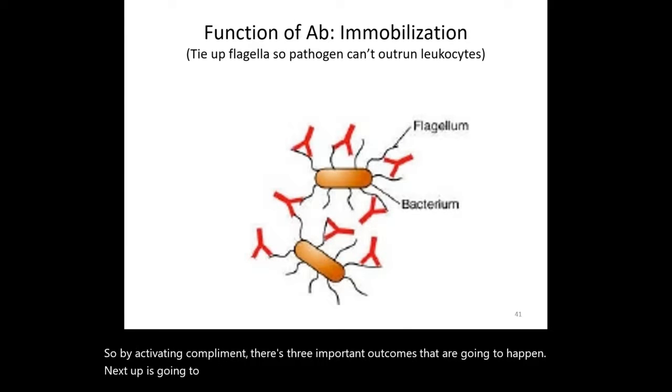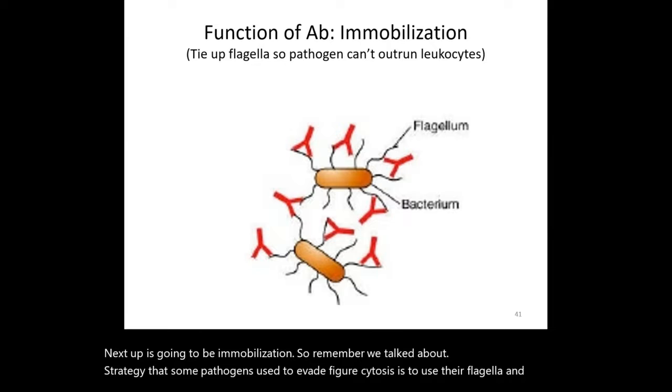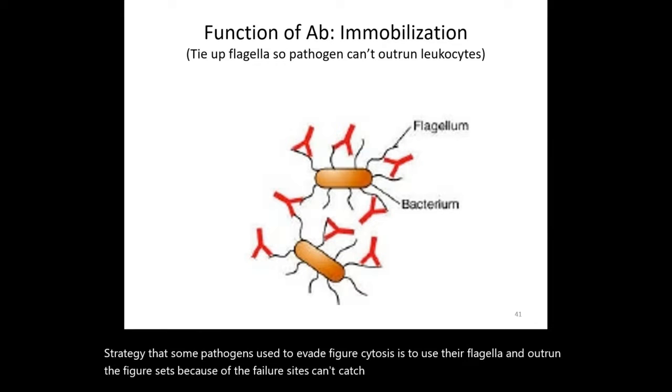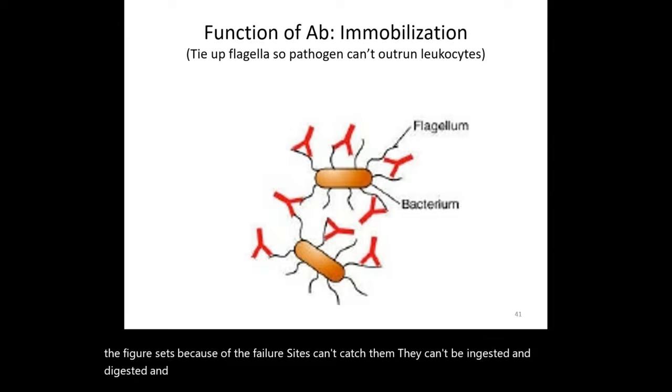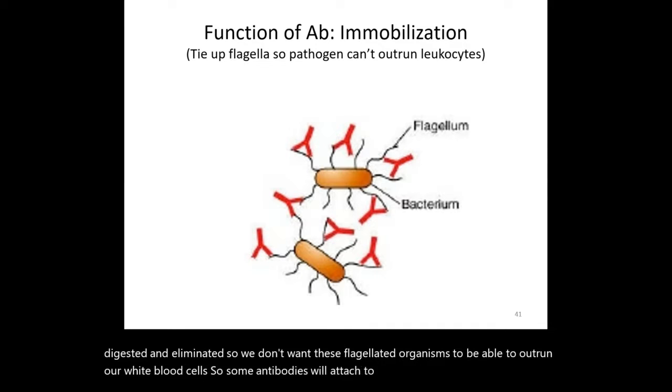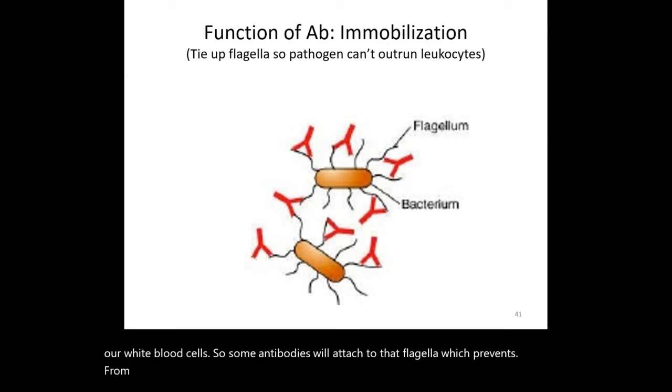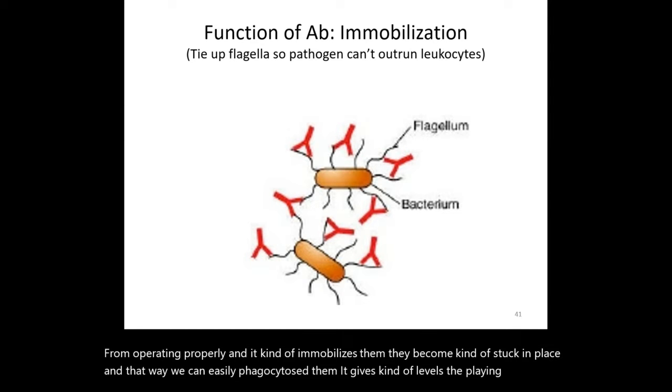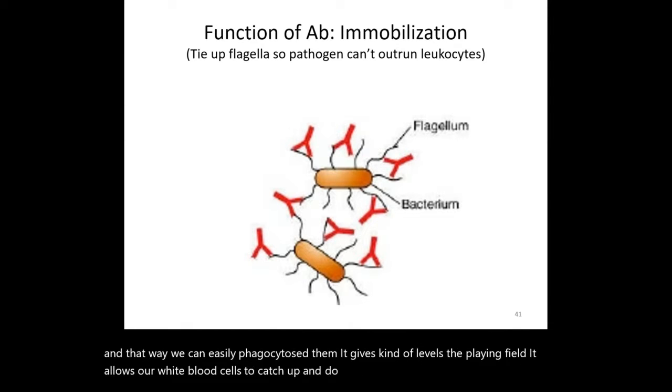Next up is going to be immobilization. So remember, we talked about a strategy that some pathogens use to evade phagocytosis, which is to use their flagella and outrun the phagocytes. Because if the phagocytes can't catch them, they can't be ingested and digested and eliminated. So we don't want these flagellated organisms to be able to outrun our white blood cells. So some antibodies will attach to that flagella, which prevents them from operating properly, and it kind of immobilizes them. They become kind of stuck in place, and that way we can easily phagocytose them. Okay, it kind of levels the playing field and allows our white blood cells to catch up and do their job and eliminate this bacterial pathogen.